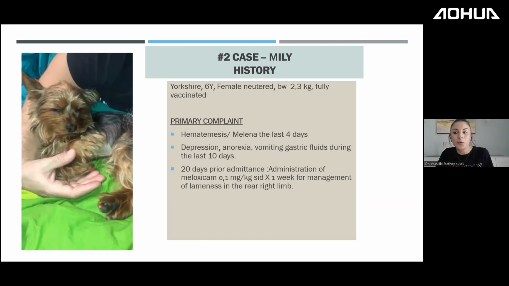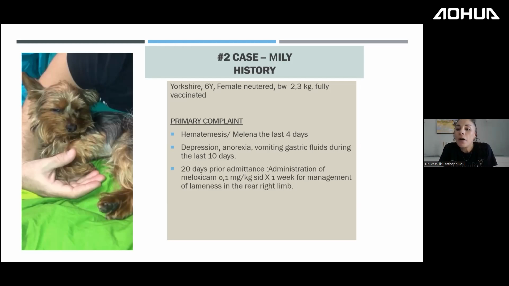So this is not an animal that would unsupervised consume anything. The primary complaint of the owner was that during the last 4 days, the animal had hematemesis and melena. It developed very quickly depression and anorexia, and you know how these small breed patients are. With the first 2 or 3 vomitings, they refuse to eat. They are like this one, in a corner, not moving, reluctant to do anything.